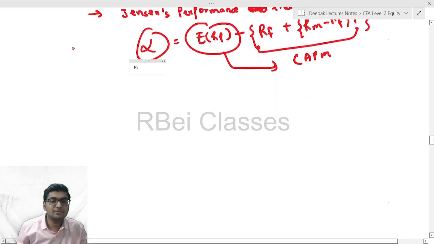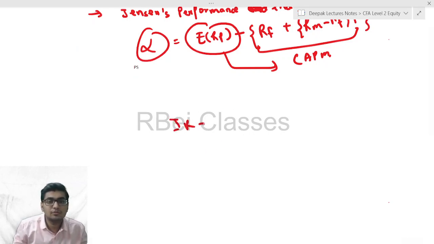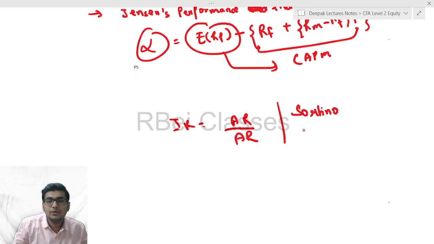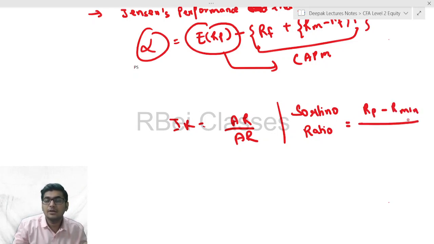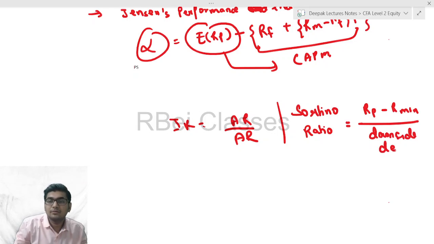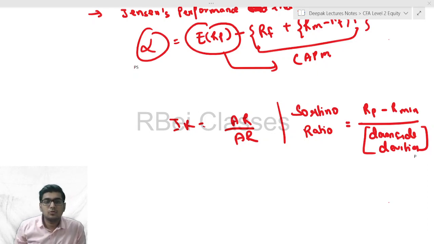Then additionally we have tracking error, that is the active risk. We have the information ratio, which is active return divided by active risk. Then we have the Sortino ratio, which means RP minus R minimum. What is the minimum required rate of return, and what is your return of the portfolio, divided by downside deviation. Clear? You focus only on the downside deviation. Okay, so till now I have covered the concept of the CAPM.